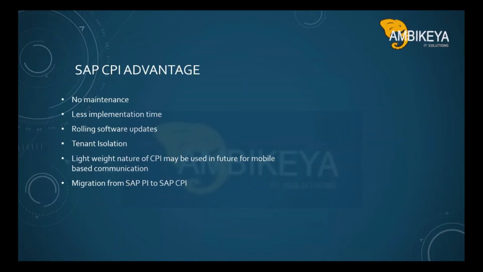Now, what is the advantage of your CPI system? As I said, when you are using any cloud system, the advantage is there is no maintenance. You are not going to install anything. Similarly for CPI, when you start working, you will get a URL, user ID and password, and from day one you can start working. Implementation time is also less; obviously there is none, you only have to load your URL.